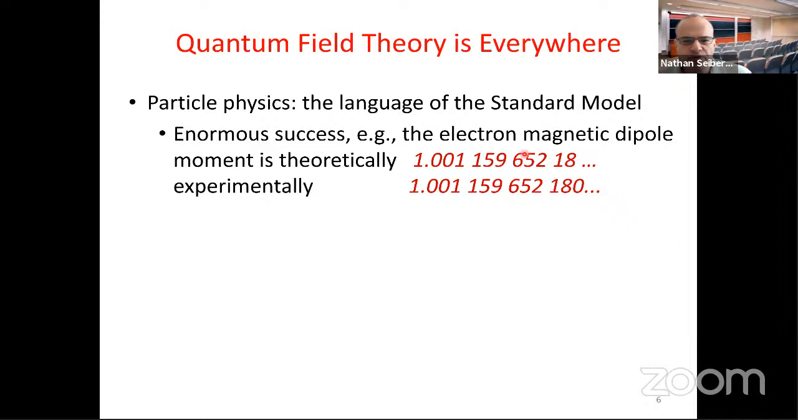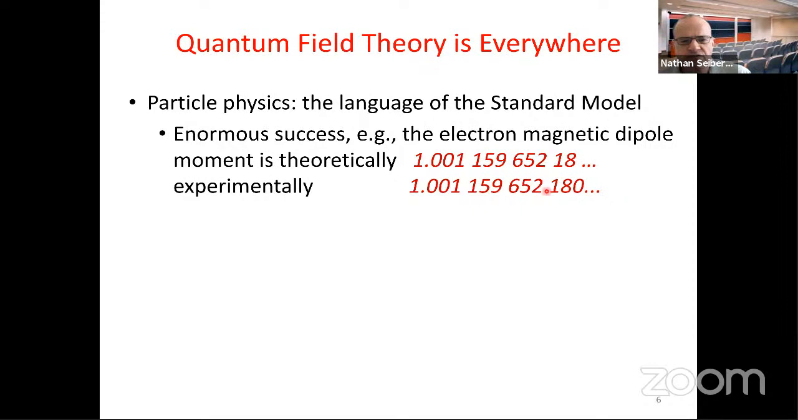Here's an example of one observable, the electromagnetic dipole moment. Theoretically, it's computed to be this number. Experimentally, it's measured to be this number. And this is amazing accuracy. Every digit here probes our understanding of quantum field theory and the Standard Model in more and more detail. It probes it with increasing accuracy, which probes more and more subtle aspects of a quantum field theory. And the agreement here is quite spectacular. There is no other branch of science that has anything like that, such agreement between theory and experiment.